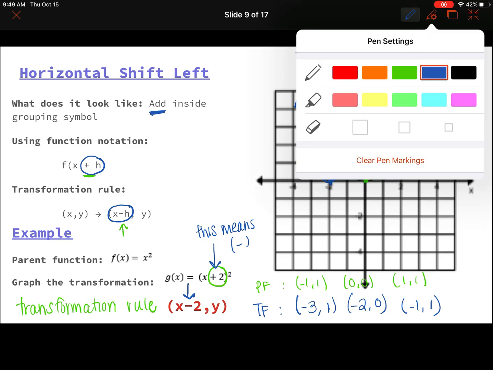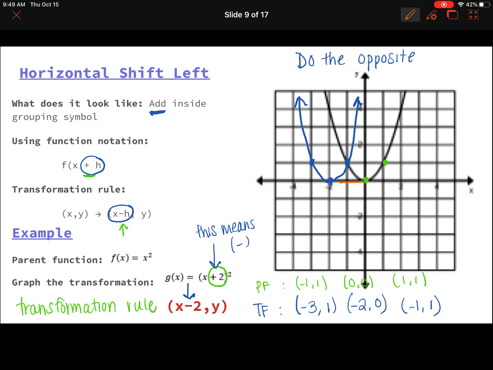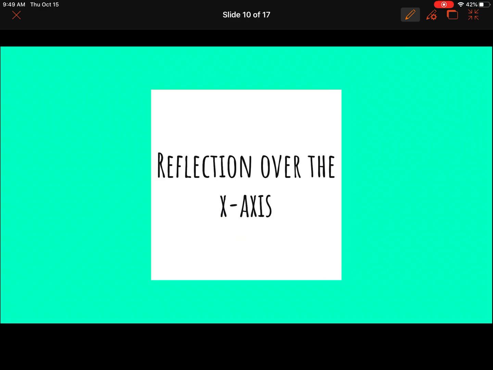Now, what you could have seen is that we went over 2, over 2, and over 2. But I think this is easier to see, because it's going to bring you the right way. So the major point on horizontal shift left and shift right is to do the opposite of the sign. Do the opposite of what your intuition says to do.